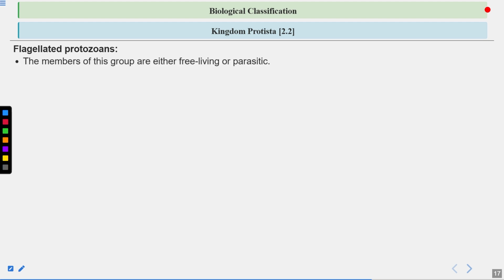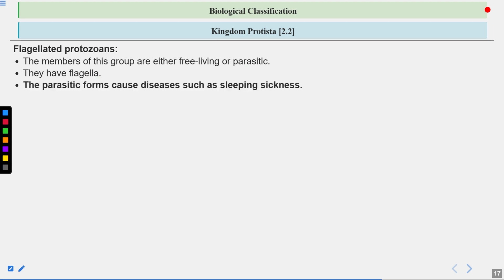Let's talk about the flagellated protozoans. The members of this group are either free living or parasitic. They have flagella. The parasitic forms cause diseases such as sleeping sickness. So they are pathogenic also. What are pathogens? Organisms which cause disease are known as pathogens. Sleeping sickness is caused by the pathogen Trypanosoma. Trypanosoma is a flagellated protozoan, and it has flagella.